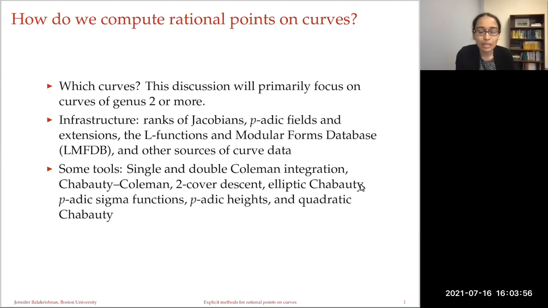Now, the tools that I'd like to talk about, once we have some of that infrastructure in place, is to compute single Coleman integrals, double Coleman integrals, feed that into the Chabauty-Coleman method, as well as some other techniques like 2-cover descent, elliptic Chabauty, and then some other tools for quadratic Chabauty, like p-adic sigma functions and p-adic heights.